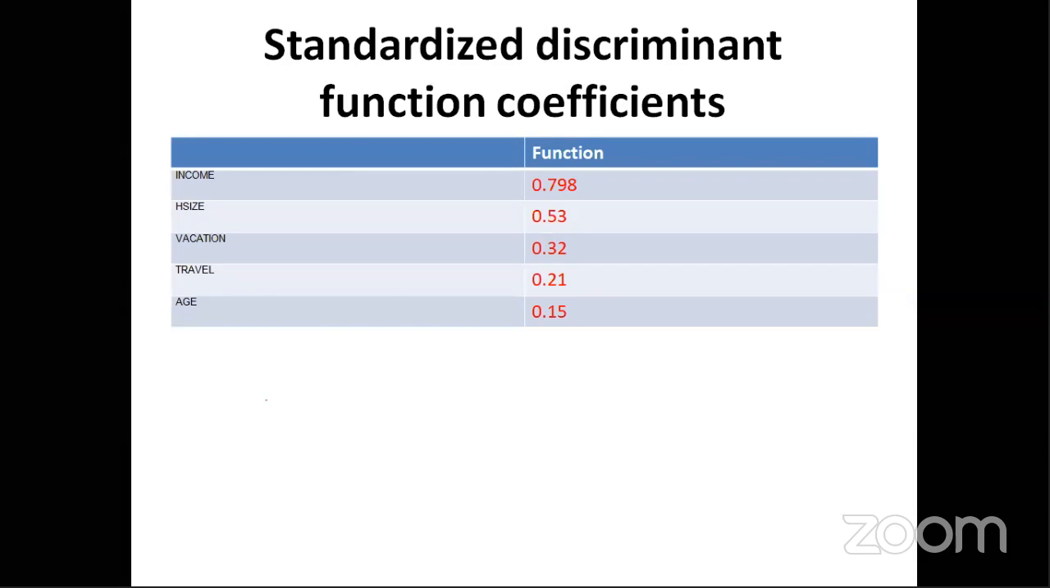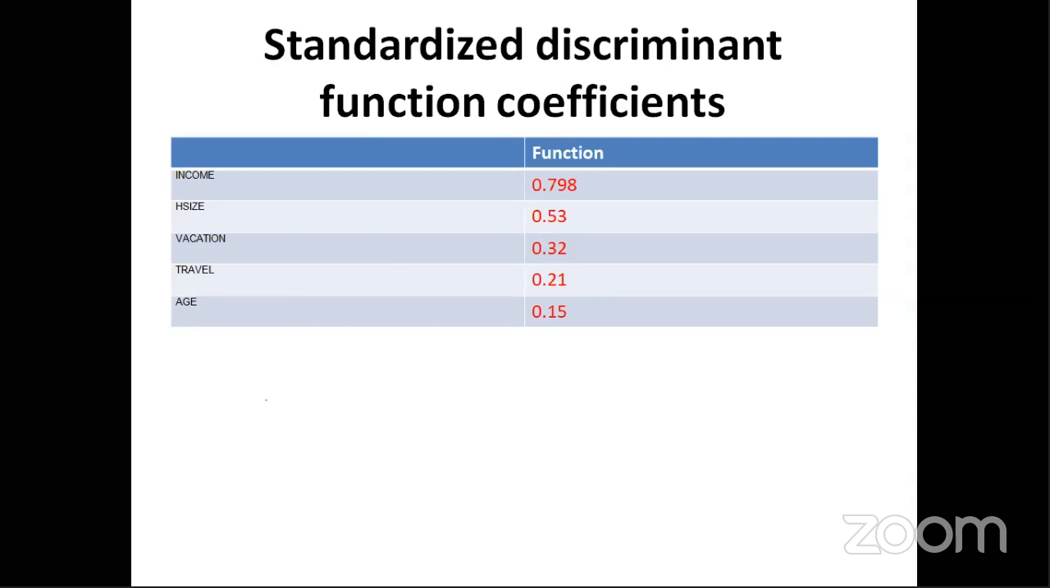I have already discussed this. By using the standardized discriminant function coefficient, we will see the contribution of each independent variable. Our objective is to differentiate between these two groups, V-state family and non-V-state family, on the basis of income, household size, travel and age, right? Suppose your objective is to see the role of each independent variable; that can be seen by using the standardized discriminant coefficient.